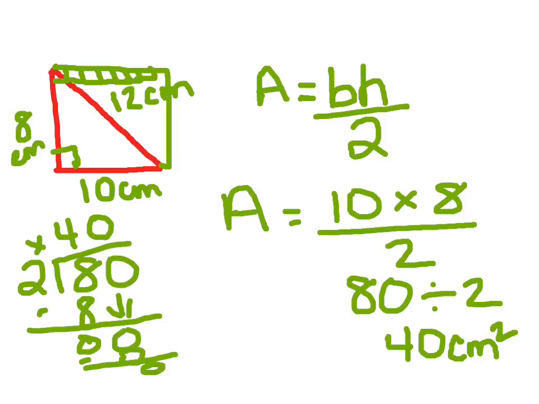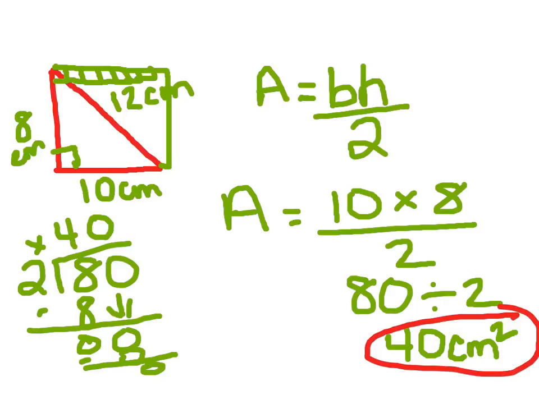So your answer has to be in square units. All right. So if you're missing the square unit, it's incorrect. You can either write it as 40 centimeters squared or 40 square centimeters. Either way, you have to have the square in there, the square unit. Okay. So remember, area of a right triangle is base times height divided by 2.